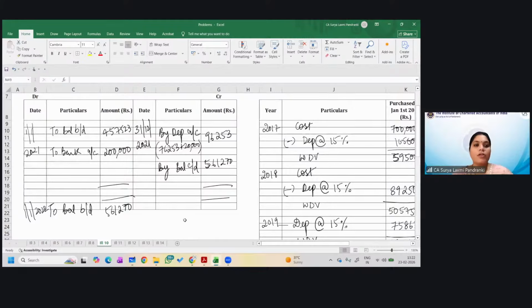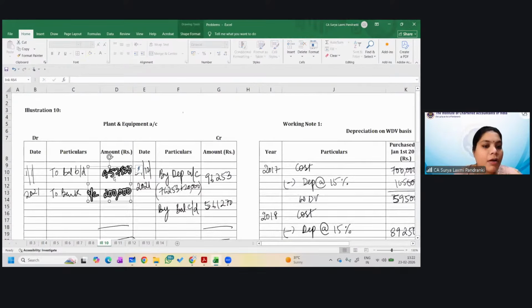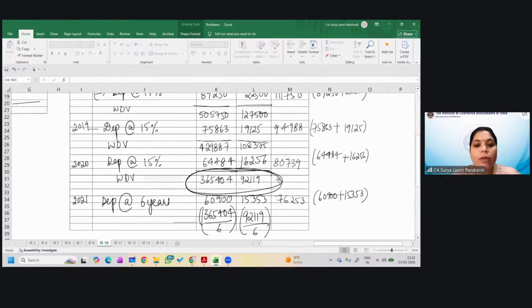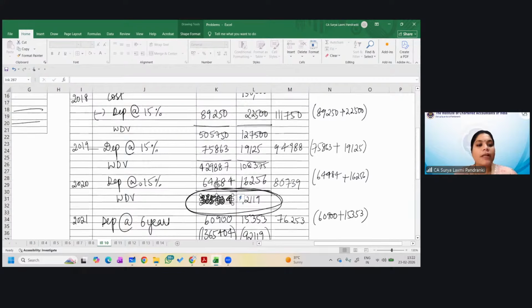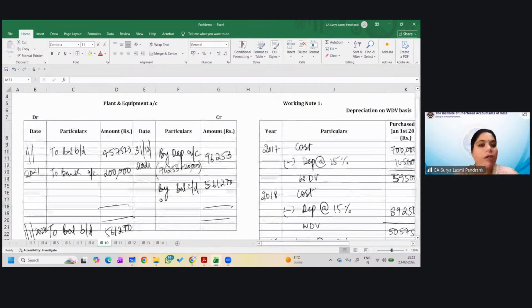I hope I'm clear. So this question, how did this 457,523 come? It is the WDV value of both the machines, these two together. WDV till 2020, how much is the WDV you have? These two together we have taken in the balancing figure. In this account we didn't do it for all the years. From 2017 we didn't start. If you start from 2017, it will be like a big account. We are only doing it for 2021. So I've directly taken the closing balance here. Okay.